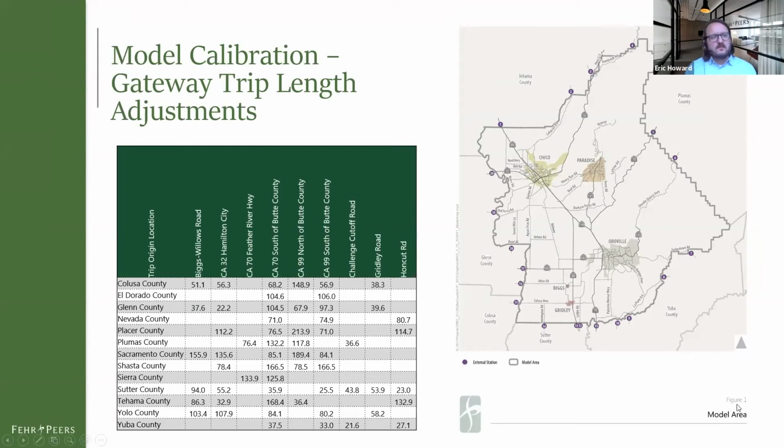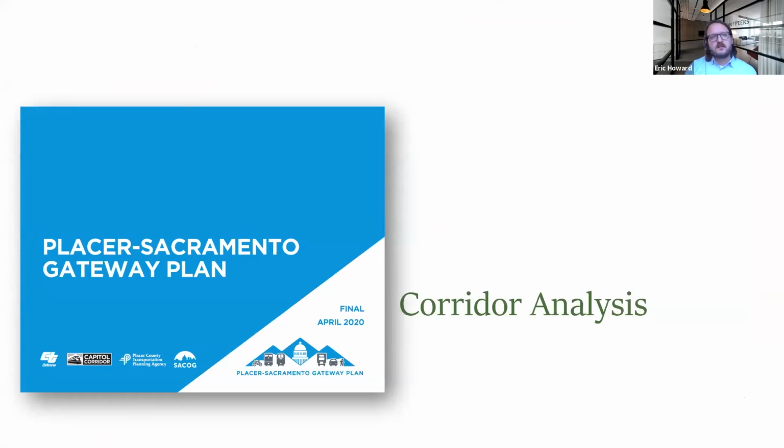So StreetLight data is one of the handful of different data sources that we can look at to come up with those trip length estimates, the length of trip estimates that will impact our VMT numbers. And with the Insight platform, it makes it really easy to access and pull this information out.